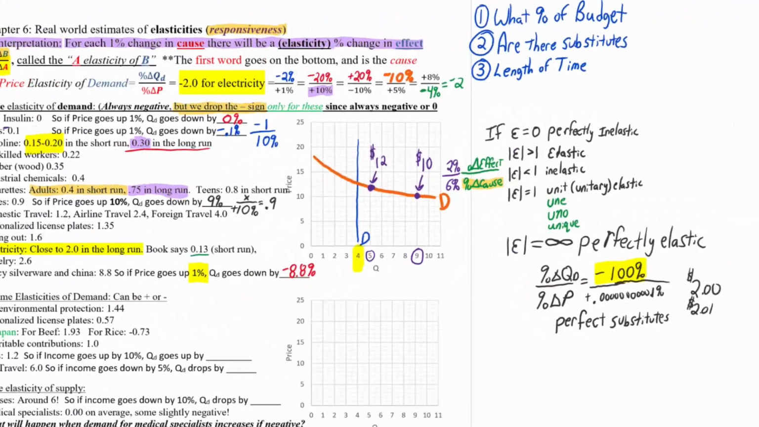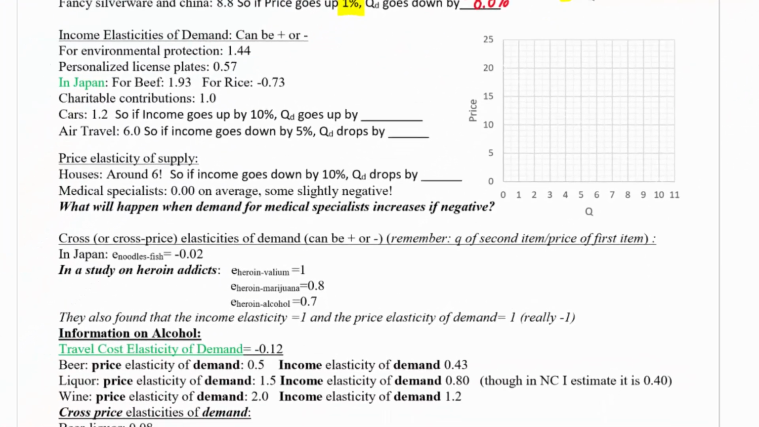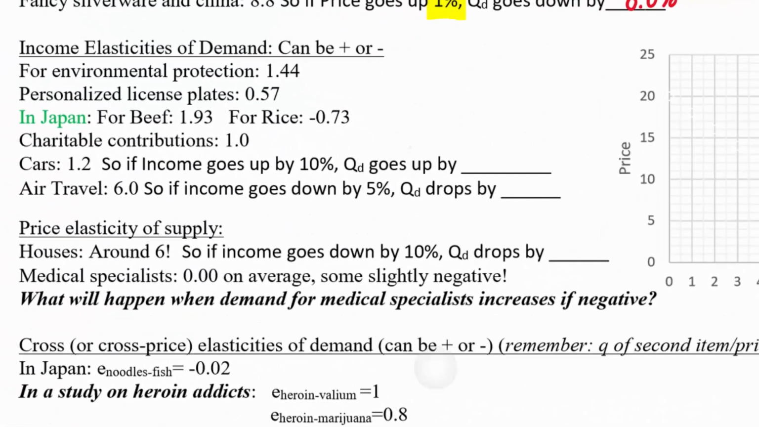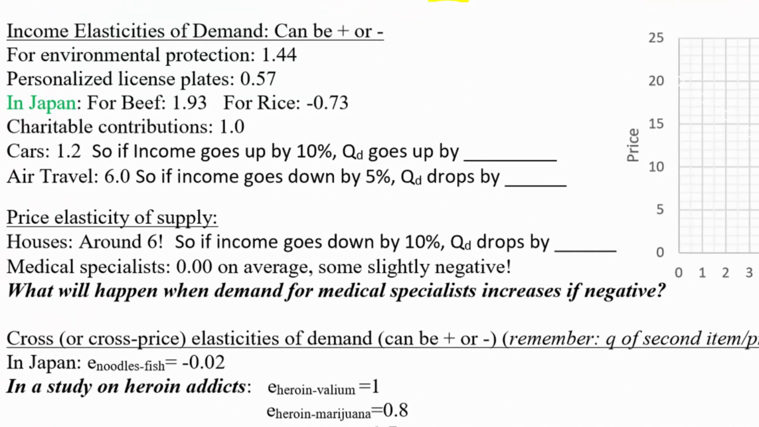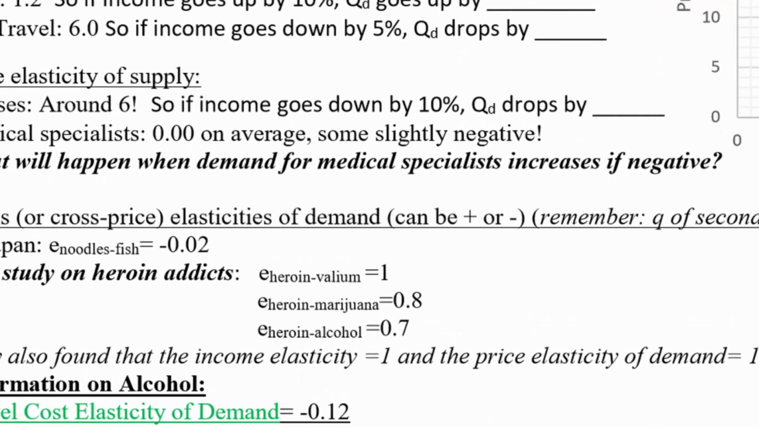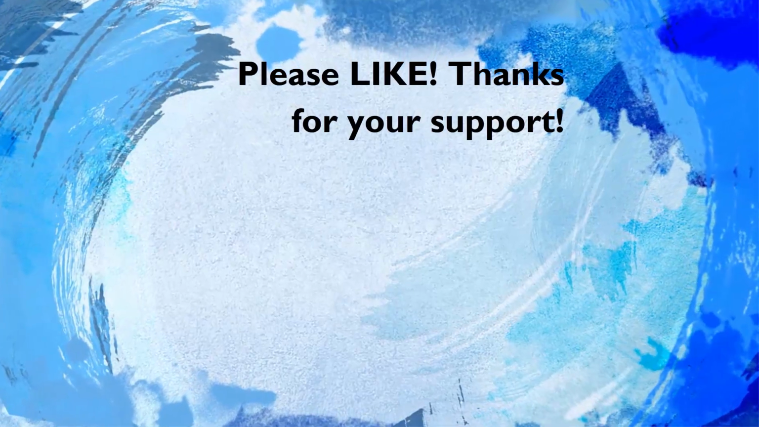In our next video, we're going to look at these other common elasticities here. Once we understand the idea of price elasticity of demand, these others are pretty simple. Income elasticity of demand, price elasticity of supply, and cross-price elasticity of demand we'll cover in our next lecture.